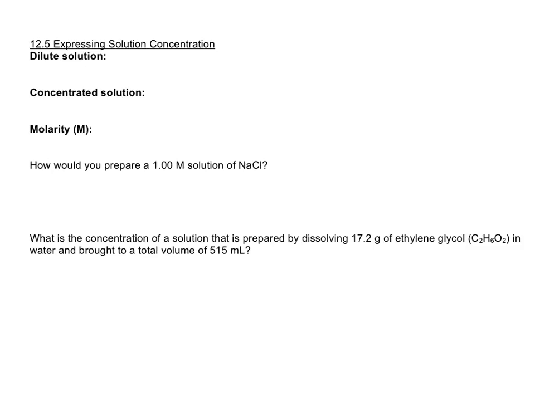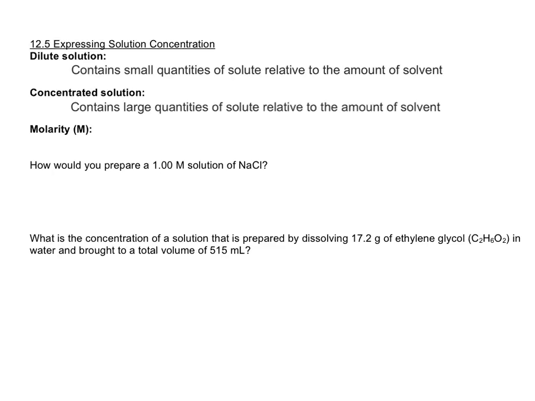All right, and then last but not least, just reviewing concentration, which we've been using off and on all year, so this should not be really new for you. Okay, so a dilute solution is one that contains a relatively small amount of solute compared to the amount of solvent. A concentrated solution is one that contains a large quantity of solute relative to the amount of solvent. And then the molarity is the unit of concentration we use most often in chemistry. And the molarity is just the amount of solute in moles divided by the volume of solution in liters.